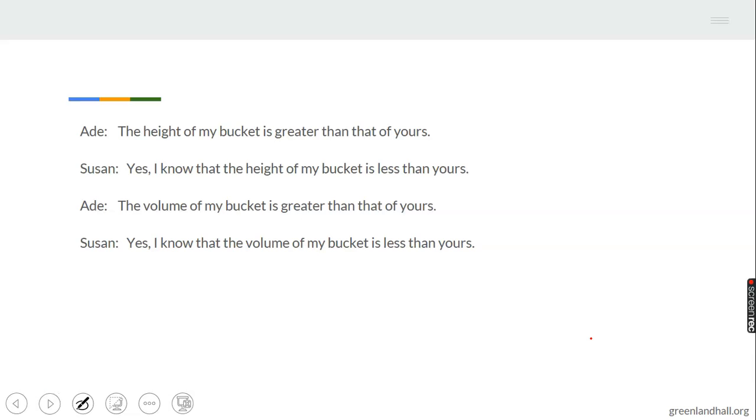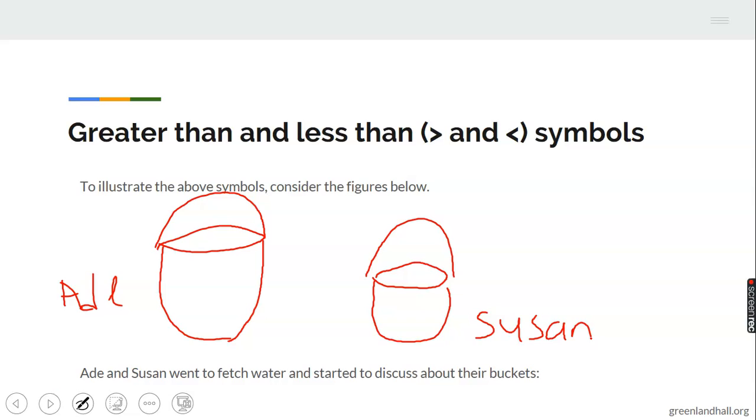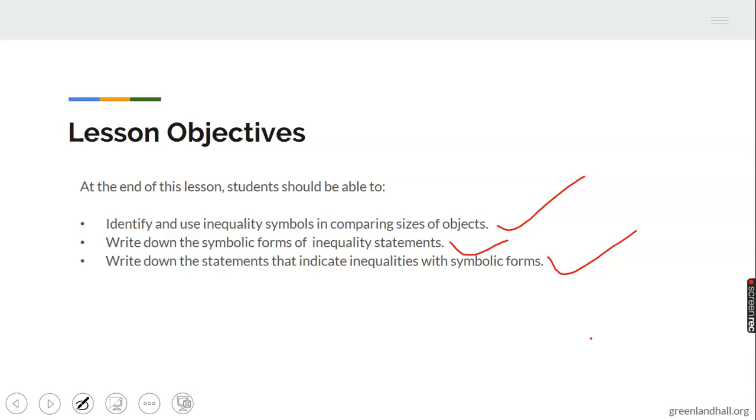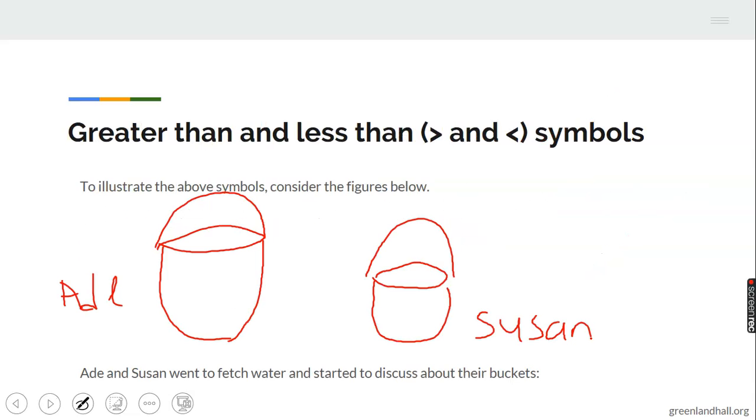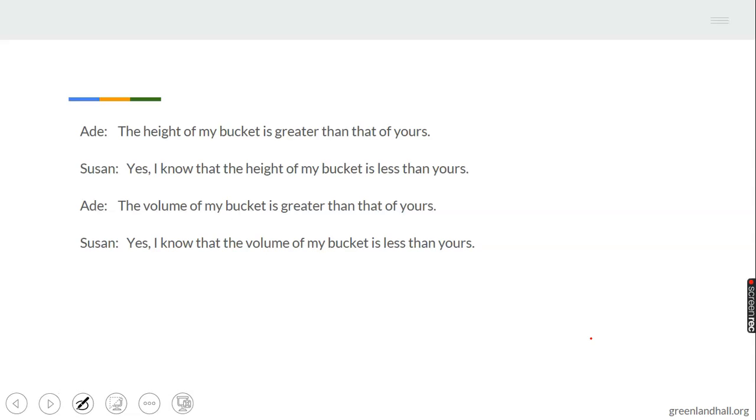The first, Ade said, the height of my bucket is greater than that of yours. We use these inequality symbols over and over again in comparing sizes of objects, as in our lesson objectives. You compare the food given to you and the one given to your sister. Say, my own food is bigger than yours. So look at the picture very well. The height of my bucket is greater than that of yours. That is an inequality statement.